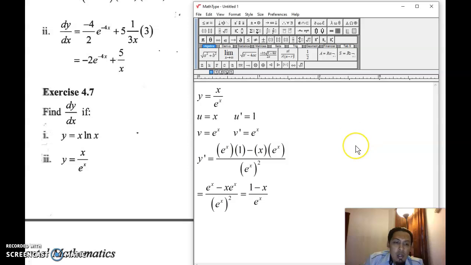Okay, so that is some of the basic formulas that we have in differentiation, and we're going to have several more composite derivative functions that we're going to learn after this.